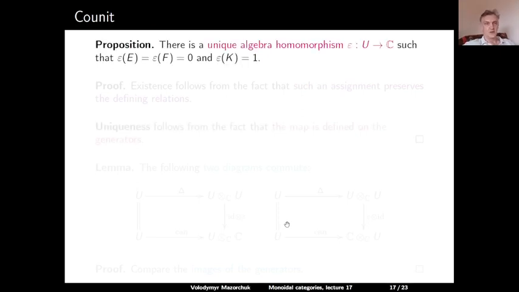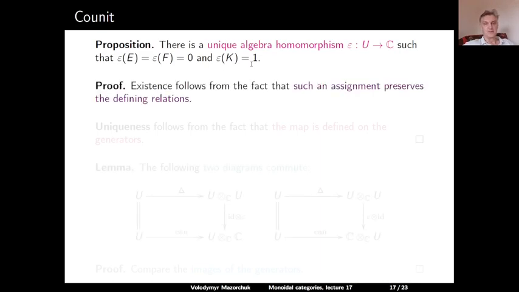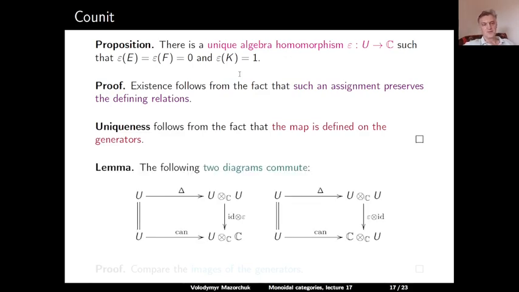Now let us define the counit. Proposition: there is a unique algebra homomorphism epsilon from U to C, which kills E and F and sends K to 1. So the existence follows from the fact that such an assignment preserves the defining relations. We can just check the defining relations. And the uniqueness follows from the fact that we have defined the map on the generators. So this is straightforward.